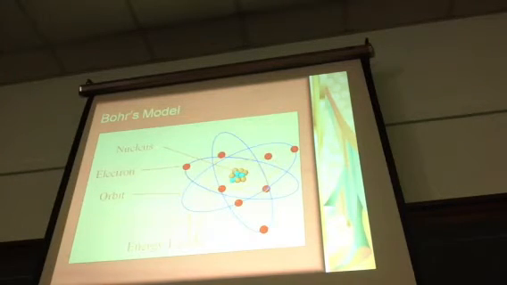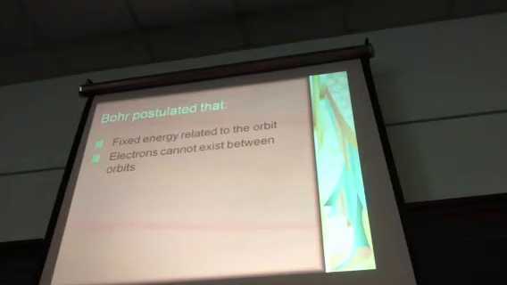Now, nucleus, electron, orbits. Notice there's two different colors, orange, blue. That's our two energy levels that he's talking about, distinct energy levels. One lower, one farther out. Go ahead, Dan. Now, he postulated that there's a fixed energy for each orbit. Keep going. Electrons cannot exist between orbits.